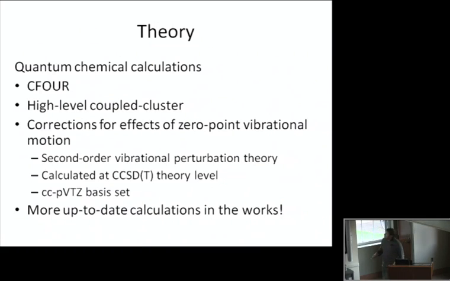The theory to back this up came from John Stanton at University of Texas at Austin. These are quantum chemical calculations using the CFOUR program package. He uses high-level coupled cluster calculations. We corrected for the effects of zero-point vibrational motion, in which he used second-order vibrational perturbation theory at CCSD(T) level and cc-pVTZ basis set. Right now, more up-to-date calculations are in the works, and so the information that I'll show you here should be improved.